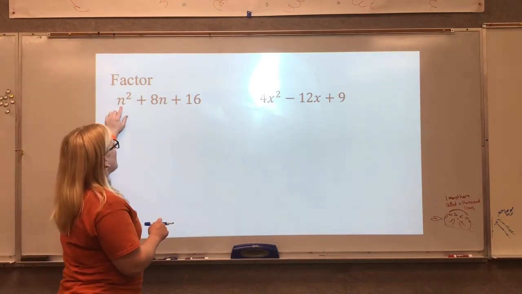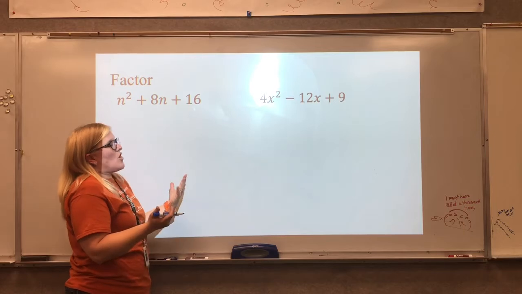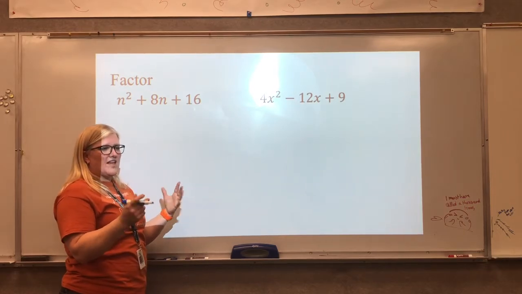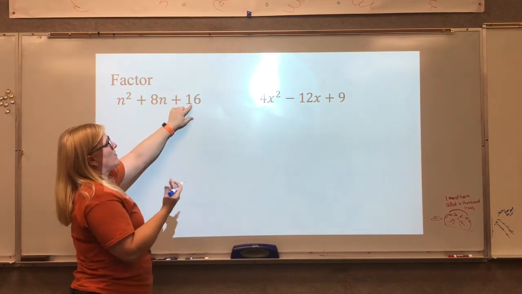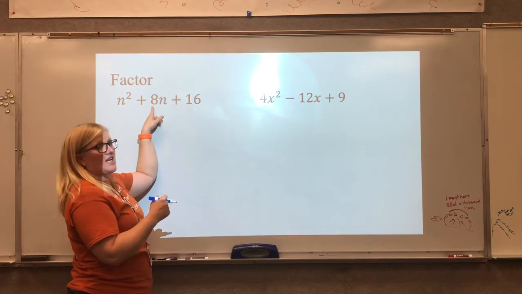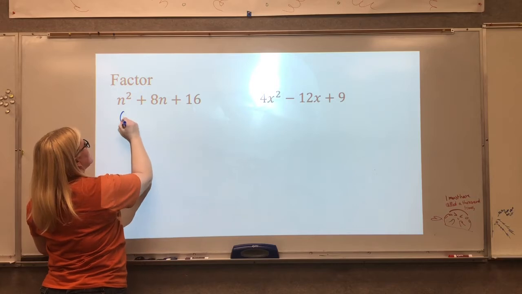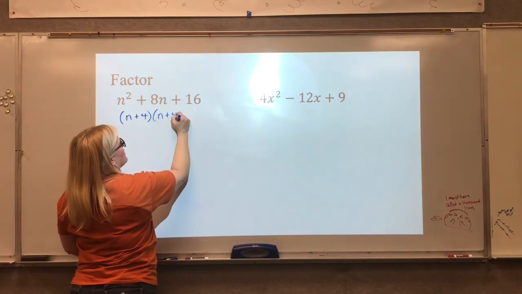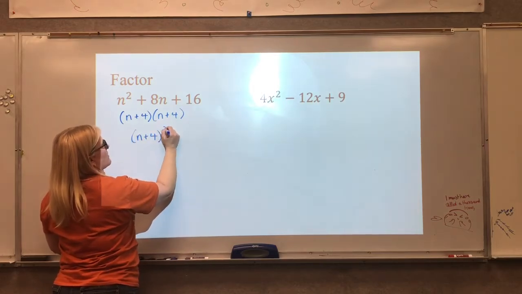All right, so here's an example. I've got n squared here and I've got a perfect square here. Now I don't know for sure that this is going to be that special product, but I can also ask myself what multiplies to give me 16 and adds to give me 8. Well, it's 4 and 4. So I have n plus 4 times n plus 4, which of course is n plus 4 squared.